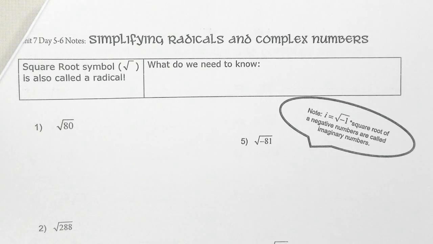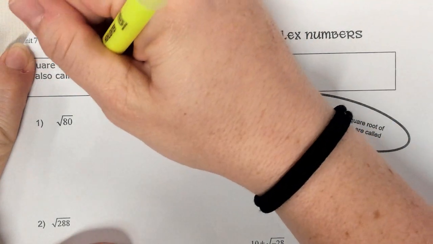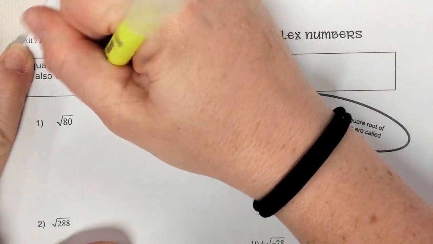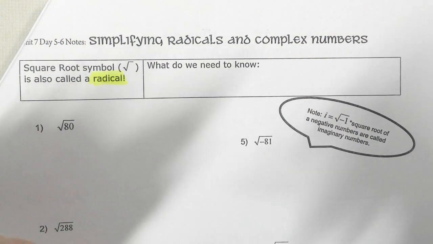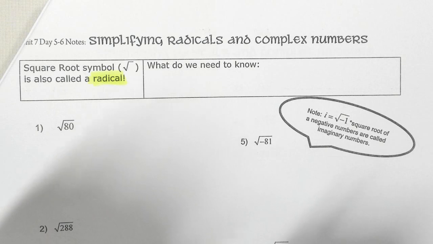Okay, so we're simplifying radicals and complex numbers. Where's my highlighter? There it is. Okay, so it says square root symbol is also called your radical. So when it says simplifying radicals, that's what we mean. We're just simplifying square roots. Eventually we'll get to cube roots, but for now we're just doing square roots.